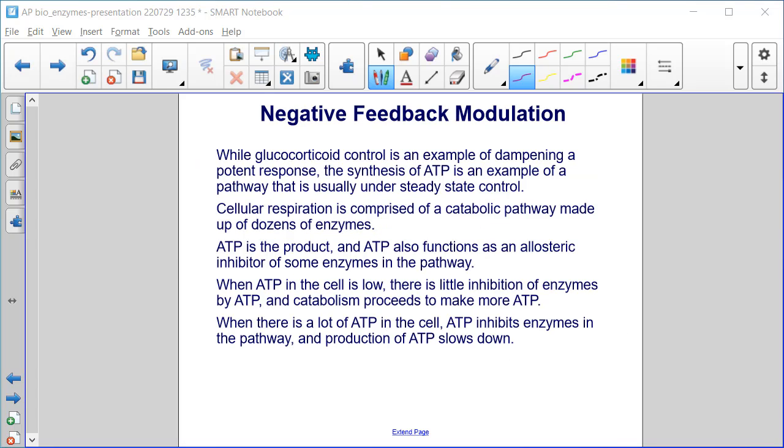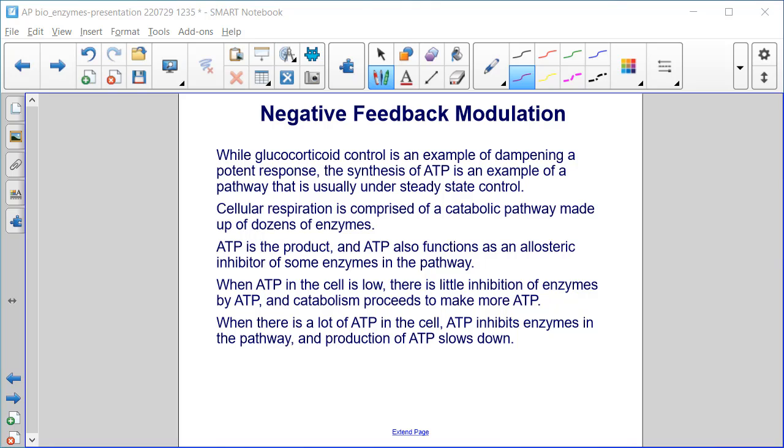While glucocorticoid control is an example of dampening a potent response, too much glucocorticoids in the bloodstream has to be negated by the negative feedback in the pituitary and the hypothalamus. The synthesis of ATP is an example of a pathway that is usually under steady state control. Cellular respiration is comprised of a catabolic pathway made up of dozens of enzymes. ATP is the product, and ATP also functions as an allosteric inhibitor of some enzymes in the pathway.